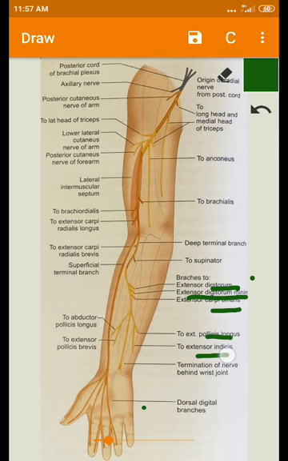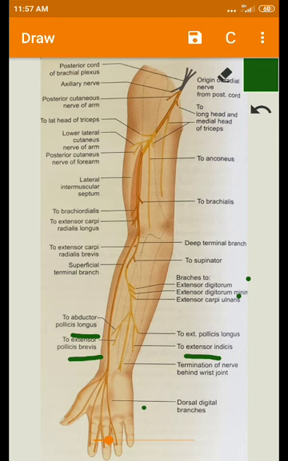extensor indicis, abductor pollicis longus, and extensor pollicis brevis. Here you should know that these three branches are short branches and the remaining branches are long branches. So the short branches are the branches given to extensor digitorum, extensor digiti minimi, extensor carpi ulnaris, and the long branches are to the extensor pollicis longus, extensor indicis, abductor pollicis longus, and extensor pollicis brevis.